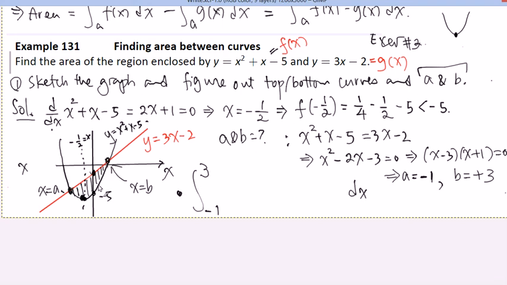If you look at one vertical line here, you can see the top curve passes through the linear and the bottom passes through the quadratic, right? So here's 3x minus 2 minus the quadratic x squared plus x minus 5. This will give you the answer. The rest is to simplify and integrate the polynomial. It's fairly simple, and the book has the complete answer to that too. All right? So I'll stop here.